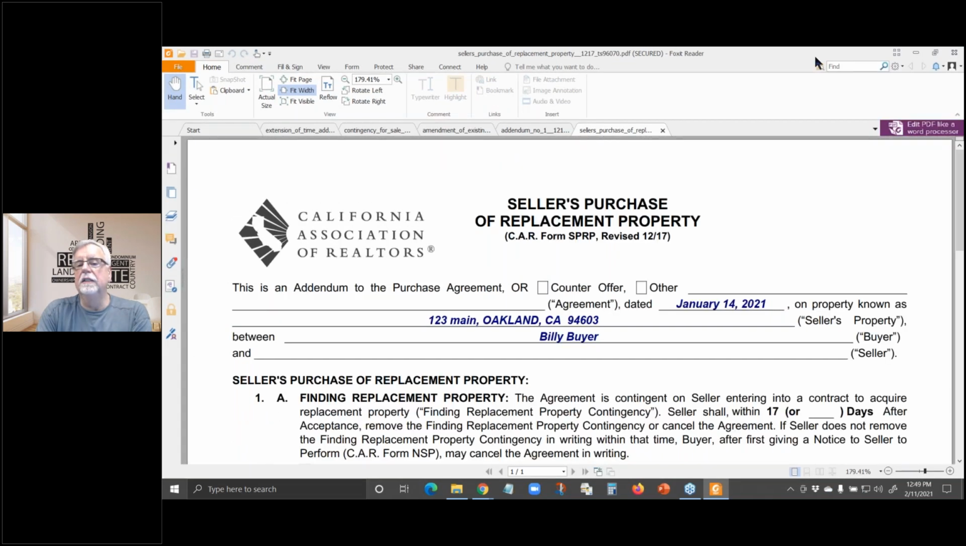So we've had an instance where the buyer makes an offer, and then the seller counters the offer. The listing agent doesn't use this form, which is a mistake, right? They don't use this form, but write in the counteroffer that this is contingent upon the seller finding a replacement property, because the seller doesn't want to sell their house unless they know they can buy a house. Now, you understand this could be an issue.